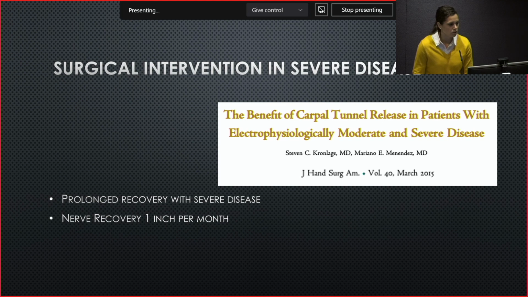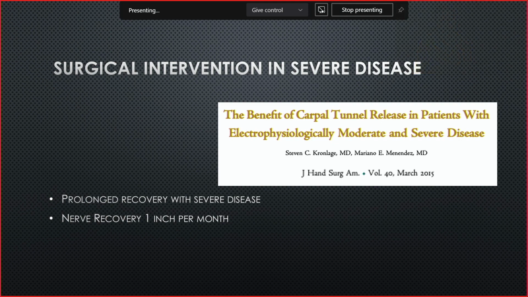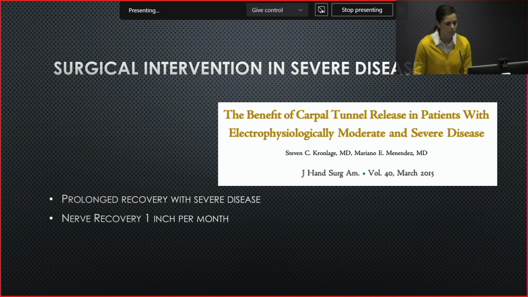There is also evidence to show that carpal tunnel release is beneficial for patients with severe disease, indicating it's probably rarely too late to see benefit from carpal tunnel release. This study evaluated patients with moderate to severe disease based on their electrodiagnostic criteria and found that patients with severe disease experienced considerable reduction in symptoms after surgery, but they may have a prolonged recovery and they may have incomplete resolution of symptoms up to a year after surgery.